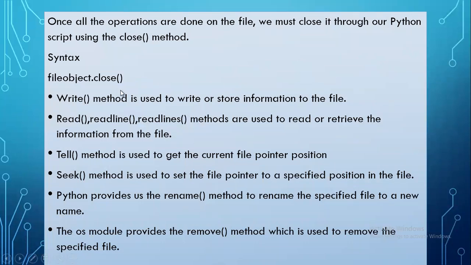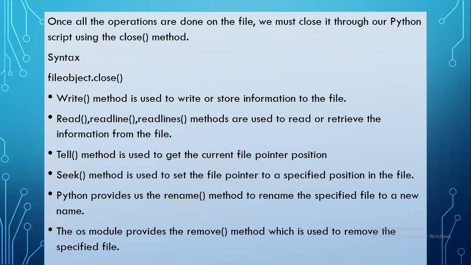So once all the operations are done on the file, we must close it through which method? Close method. So the file object dot close method is there that you can use to close your file. So that is also compulsory. See, once you open a file, after doing the operations, that can be a writing operation or it can be a reading operation, then compulsory we have to close the file, otherwise we may lose the data. Okay, so the close method also we have to use in our program.